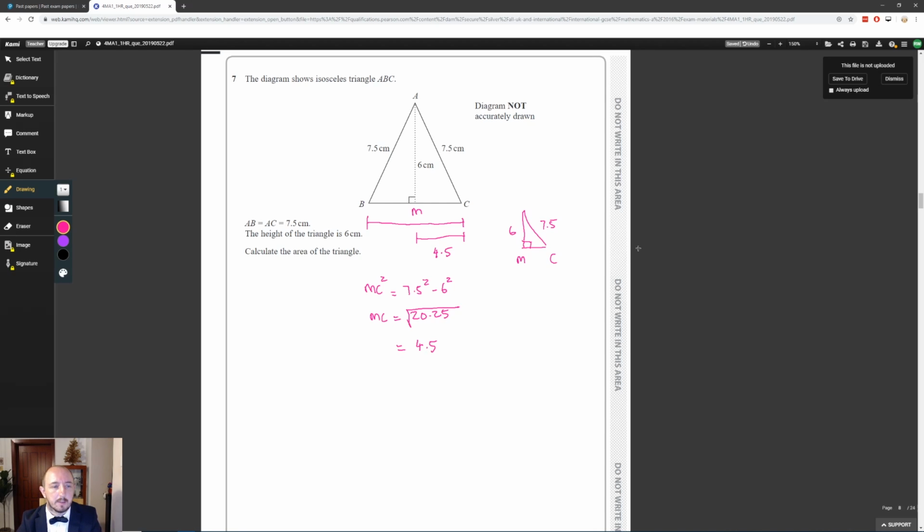So we have to bear that in mind when we're working out the area of the whole triangle. So half base times height, we're going to do half the whole of the base, which is 4.5 times 2, multiplied by 6. So we're going to have 3 times 4.5 times 2. That gives us 27 centimeters squared for the area.